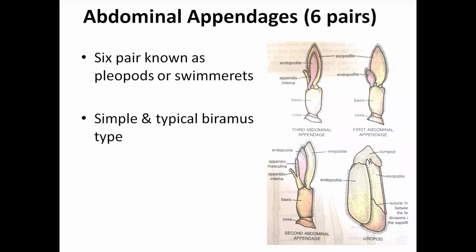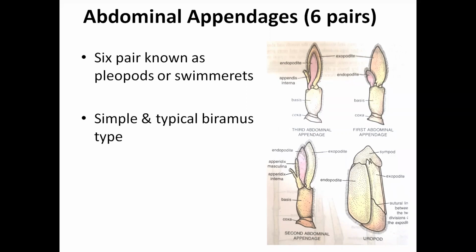which are also known as the pleopods. In the abdominal appendages, the first five pairs are known as swimmerets or pleopods, and the last one is known as the uropod. The swimmerets or pleopods help in swimming in the water, and the uropod is the last one, which acts as a propeller.